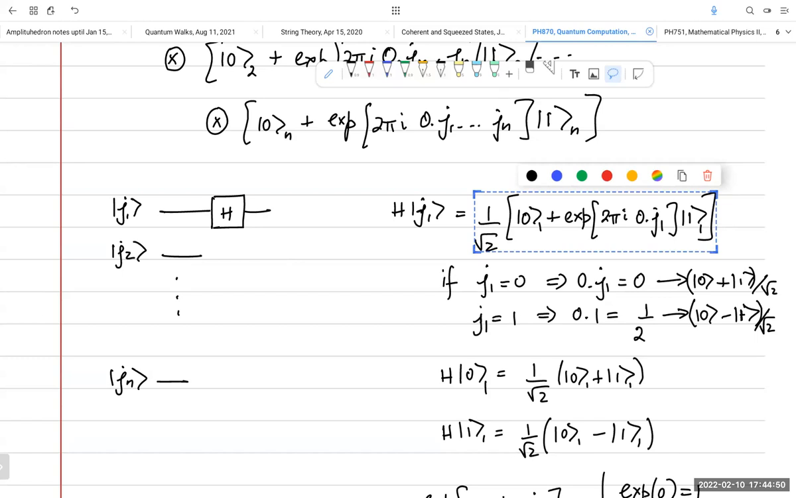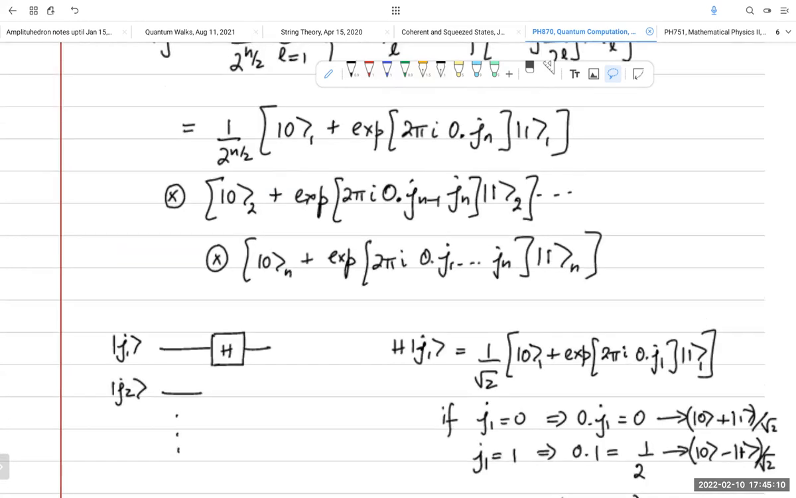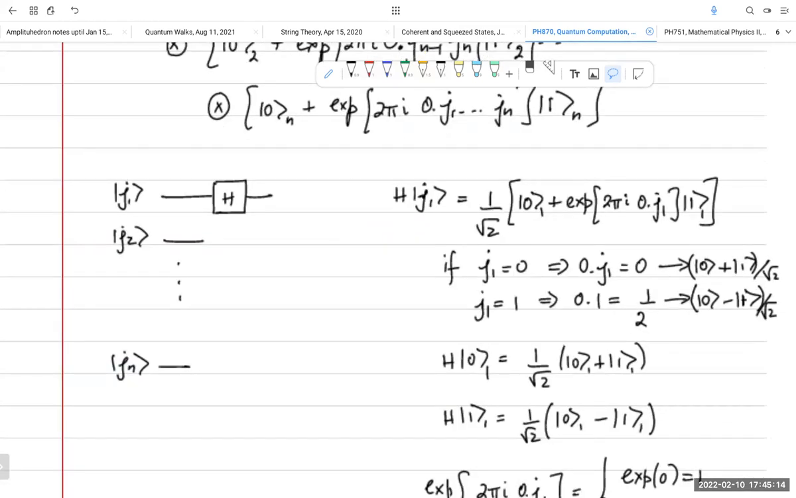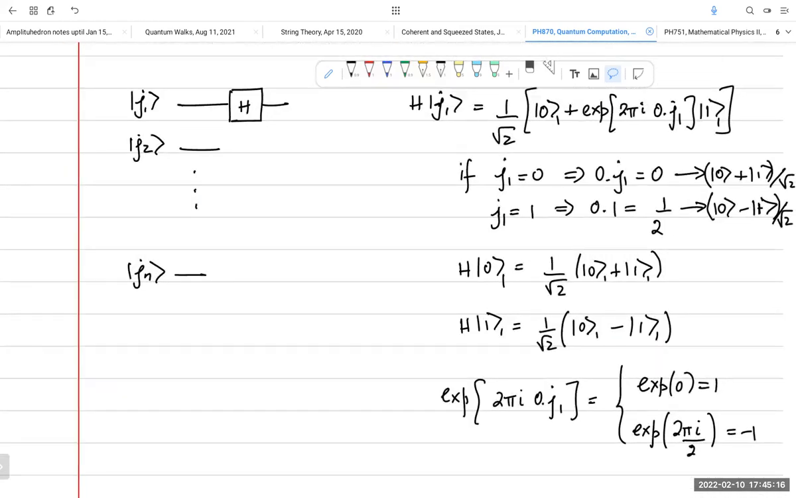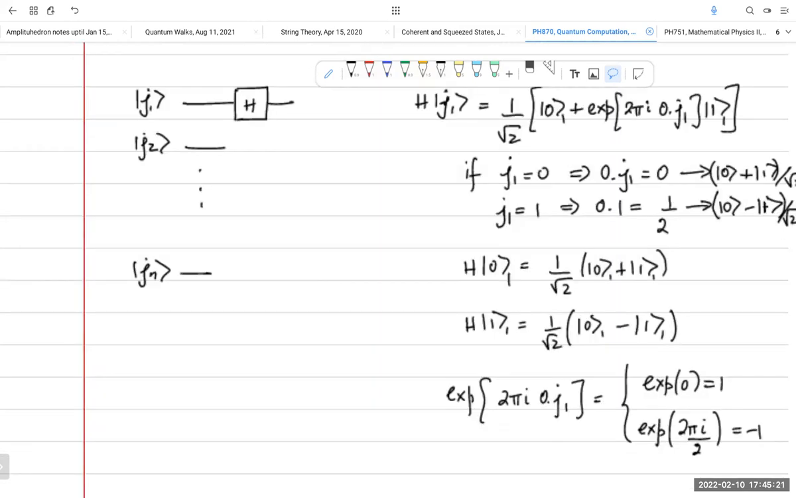Sir, do you mind showing it for the second qubit as well? No, we're not going to the second qubit right now. Just hold on a second. First you just understand that the Hadamard is doing this to the first qubit. We are going to stick with the first qubit only for a while now. This point should be clear to you. Well, I hope it's clear.